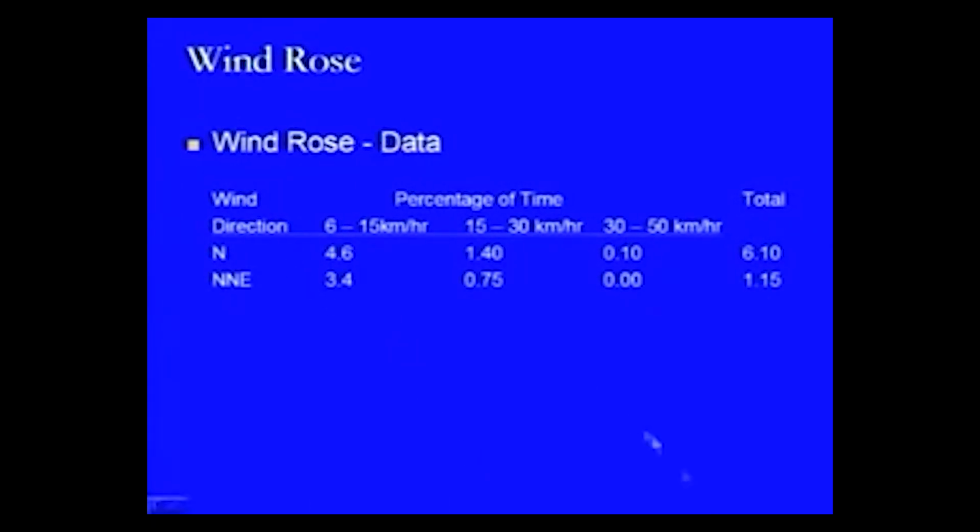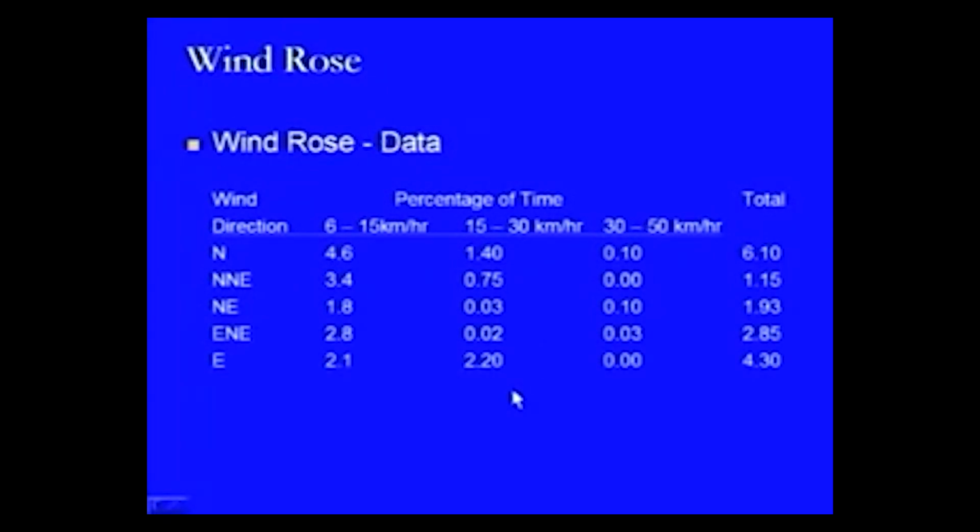Further, we take the example of our north northeast direction, and similarly we can take the values for each and every direction in which the wind is moving. Finally, we take the total of the different percentages of time related to the various speed categories, and we get a value of 66.4% of the time period in which the wind is moving within a range of 6 to 15 kilometers per hour.